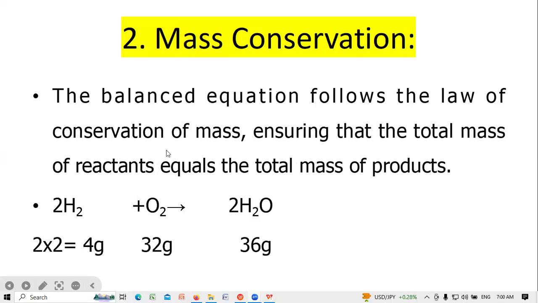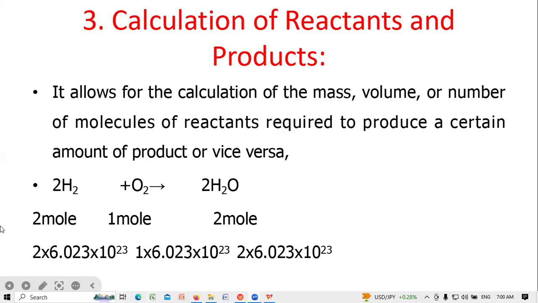Mass conservation: the balanced equation follows the law of conservation of mass, ensuring that the total mass of the reactants equals the total mass of the products. In this reaction, 4 grams of hydrogen combines with 32 grams of oxygen to produce 36 grams of water. Calculation of reactants and products: it allows the calculation of mass, volume, or number of molecules of reactants required to produce a certain amount of products or vice versa.